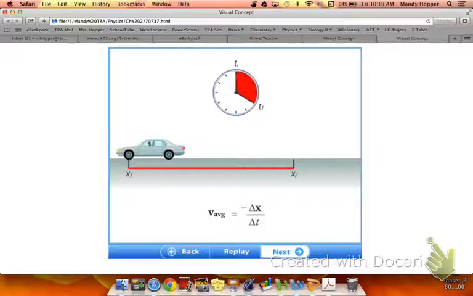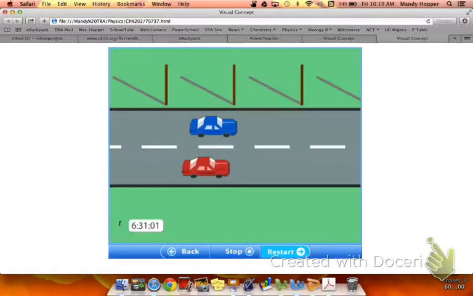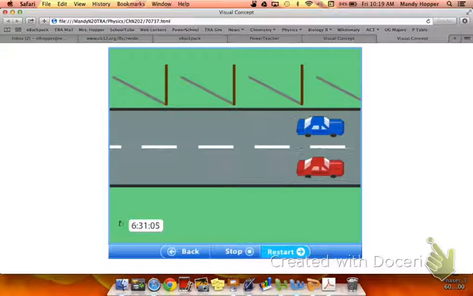Even though the motions of these two cars differ, at time t sub f, they have the same average velocity because they underwent equal displacements in the same amount of time.